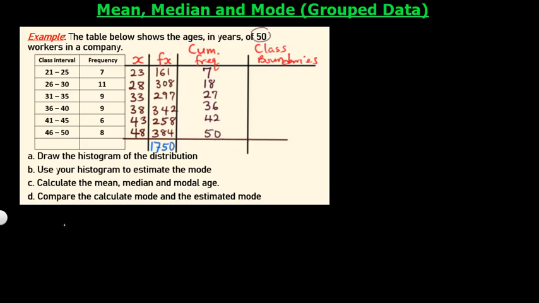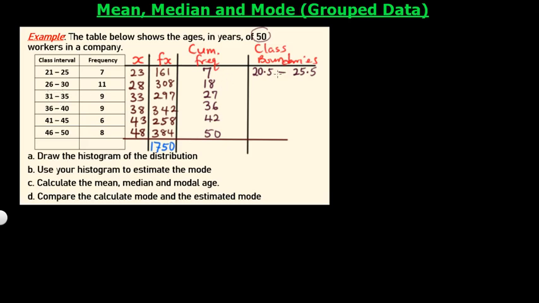Then we move to the class boundary. To determine the class boundary, recall, you subtract 0.5 from the lower limit and you add 0.5 to the upper limit of the class interval. So doing so, removing 0.5 from this 21, it gives us 20.5. Add 0.5 to the upper limit, it gives us 25.5.